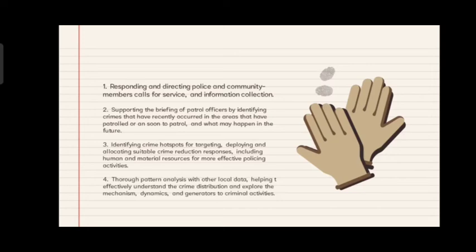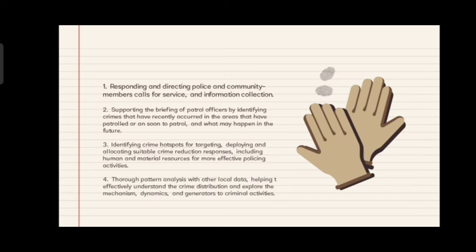Supporting the briefing of patrol officers by identifying crimes that have recently occurred in the areas that have patrol or soon to patrol and what may happen in the future. So, paulit-ulit lang tayo. Ang crime mapping is nag-serve as them to identify crimes na nangyayari sa particular place. So, dito, sa pagpapatrol nila, mapapadali sa kanila kung saan sila mas dapat malimit magpatrol. At ano yung mga pwedeng mangyari dun sa place na yon if magpapatrol sila.